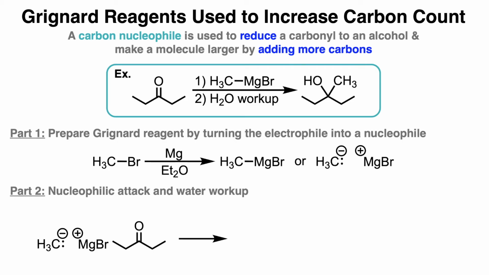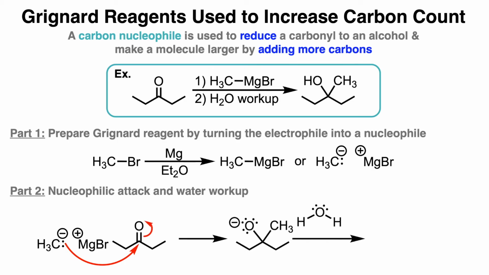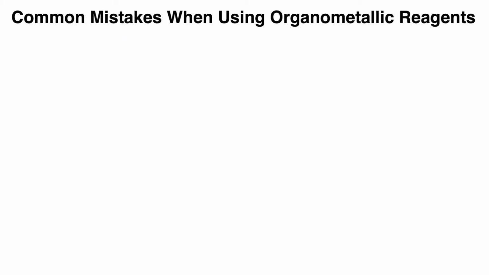And then the second part is we're going to take our newly formed nucleophile, CH3-, and that will attack the carbon of the carbonyl. The C=O double bond will break to form a tetrahedral intermediate, and then O- will get protonated through a water workup to form our alcohol product.